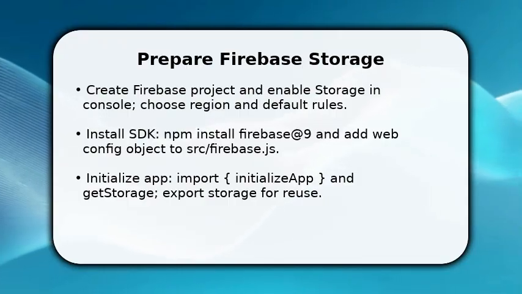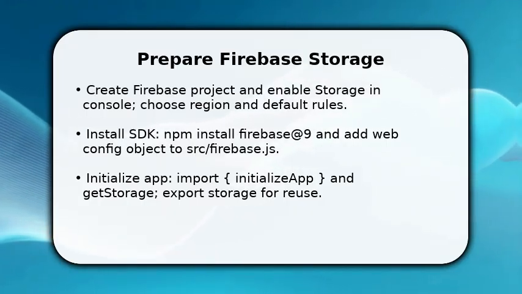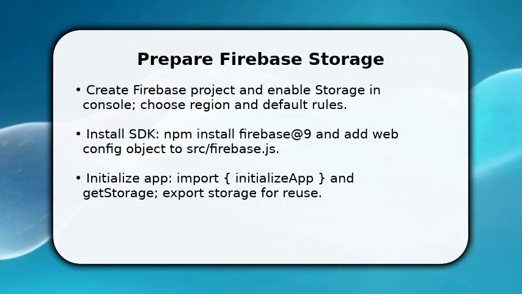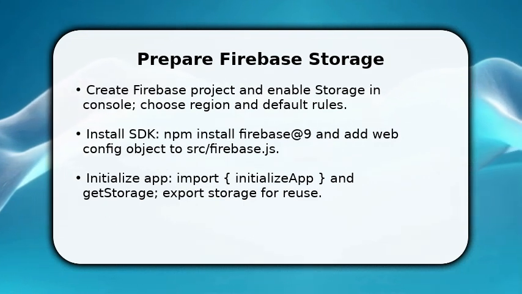You start by creating a Firebase project and enabling storage so you have a bucket and region chosen. Once done, install Firebase v9 in your React app and paste the web config into a new src/firebase.js file. Initialize the app with initializeApp(config), and call getStorage(app) to export a storage instance you can reuse. You do this early to avoid repeating setup. It gives you a single source of truth and a ready storage reference for uploads and downloads.